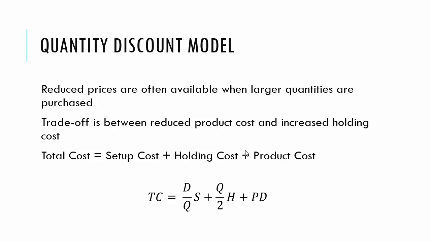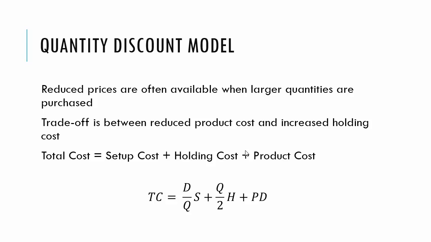So the trade-off is reduced product cost, but increased holding costs because I've got to have somewhere to put the stuff. So total cost this time is going to be setup cost plus holding cost plus product cost. Notice this time we are adding the product cost. Why did we not add the product cost for the other two models, EOQ and POQ? Well, it didn't change, so it wouldn't make any difference. We didn't have to look at it. Here the product cost is going to change, so we need to make sure that it's accounted for in our total cost.